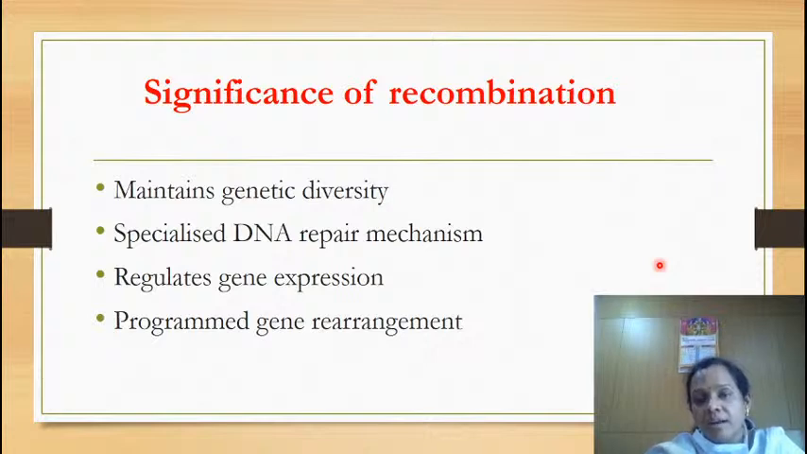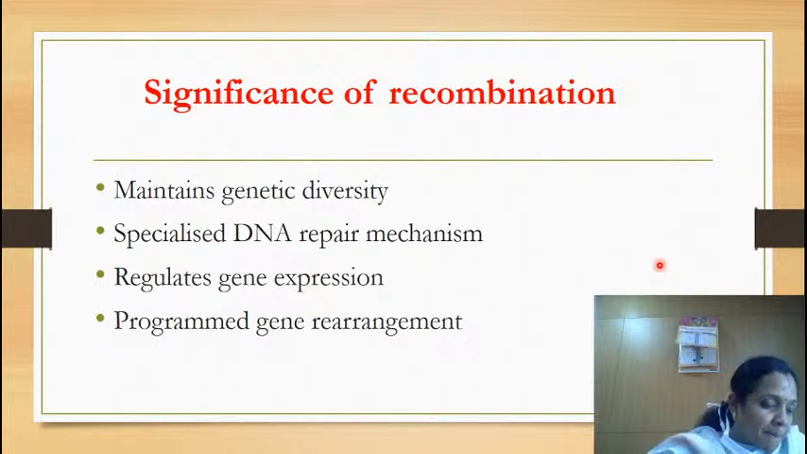We are done with the replication process of both prokaryotes and eukaryotes. Then we have seen the DNA repair mechanisms, and we have seen a little bit about the recombination. This is the recombination that occurs. Recombinant DNA is the one that is synthesized outside the body. This is a recombination that takes place.